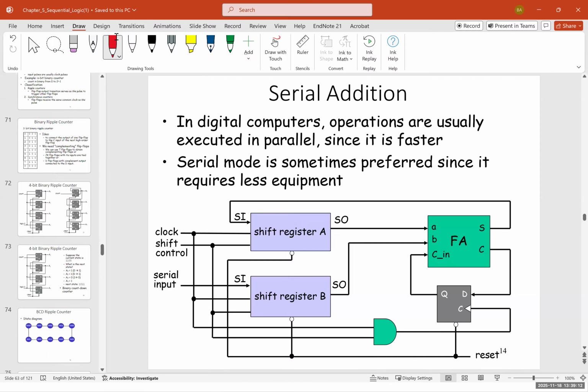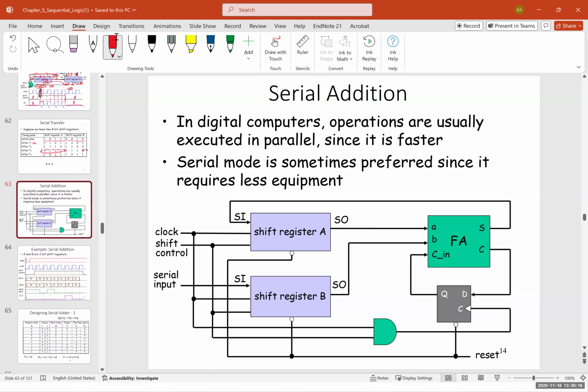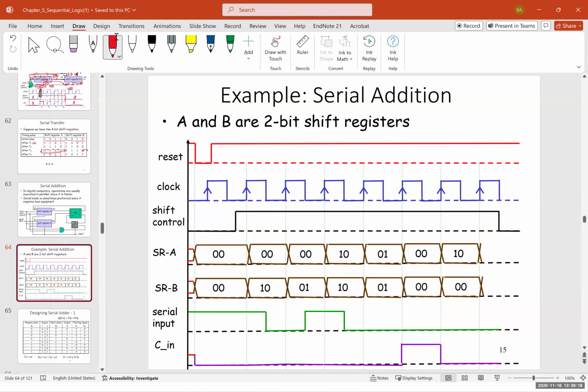Now, how does this serial addition system work? It has been explained here. We have A and B, which are 2-bit shift registers. We have the reset, the clock, the shift control, shift register A, shift register B, serial input, and C input. Now, one thing to keep in mind, when we press reset to 0, everything becomes 0.